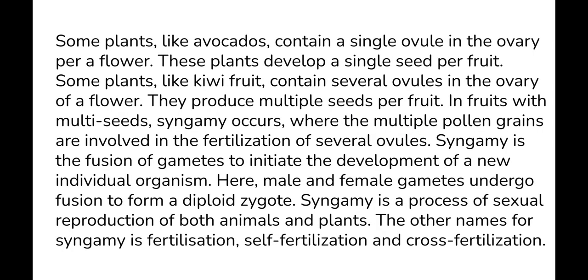Some plants like avocados have a single ovule in the ovary, and these plants develop a single seed. But other plants like kiwi and tomato contain several ovules in the ovary of the flower. They produce multiple seeds per fruit. And in fruits with multiple seeds, multiple pollen grains are involved in the fertilization of several ovules. So it's not one pollen that fertilizes all the ovules, but several.